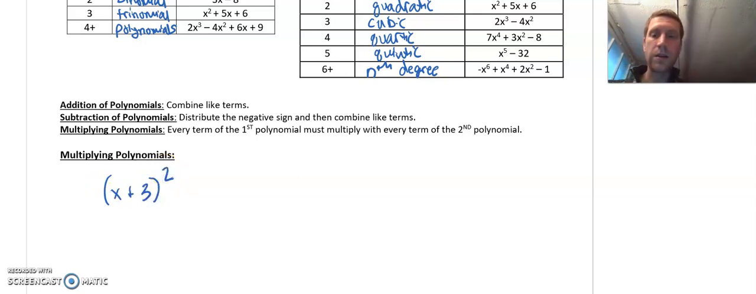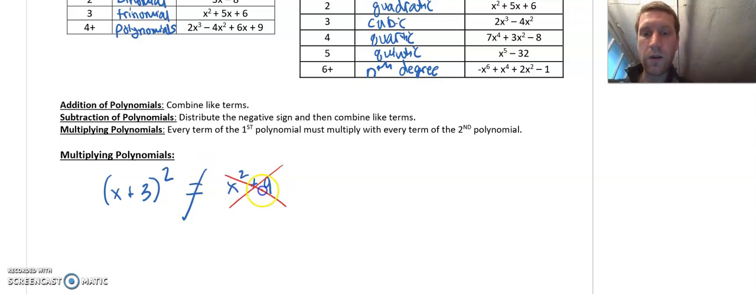So for example, x plus 3 quantity squared. I would imagine that a third of us at some point or another during this chapter are going to claim that this equals x squared plus 9. Okay, that is not true. Okay, not true at all.